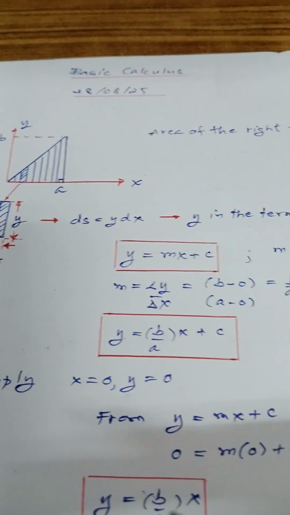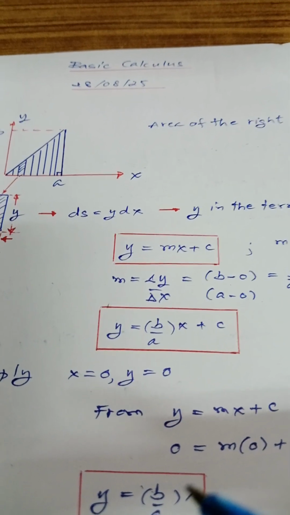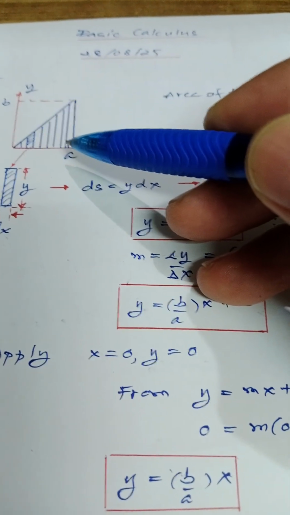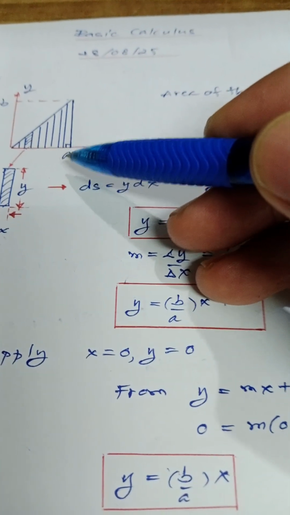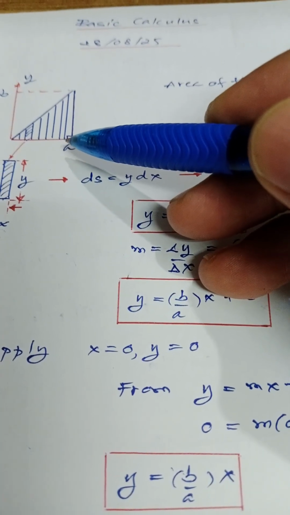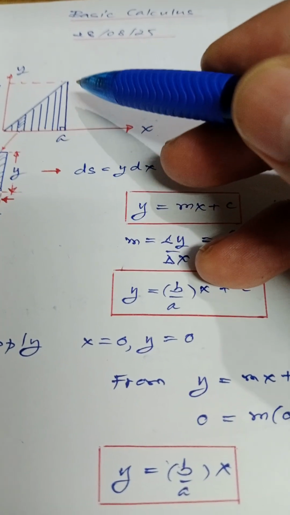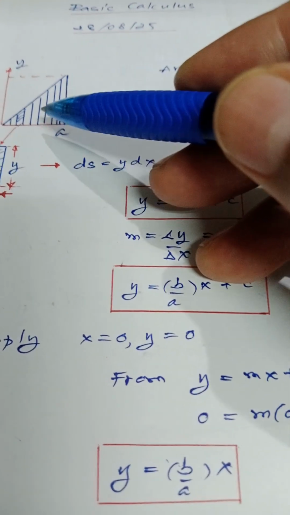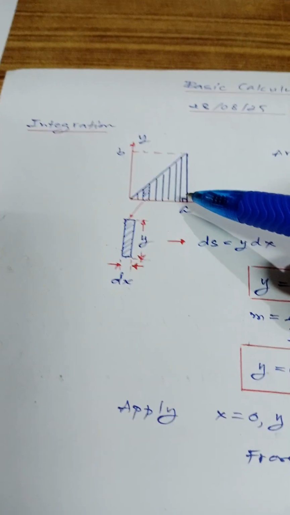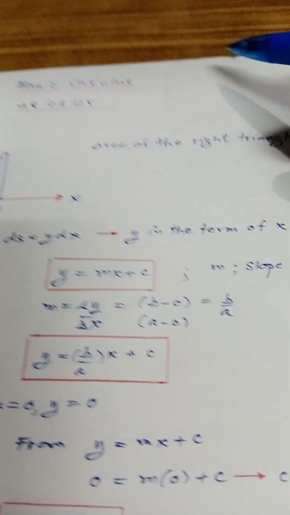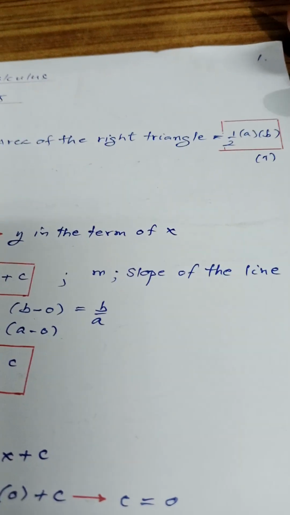Okay, let's start with the area of the right triangle. You know exactly that the area of the triangle is 1 over 2 multiplied by the width, in this case the base, multiplied by the height. So in this case it's going to be 1 over 2 a b. All right, that's the area of the right triangle.